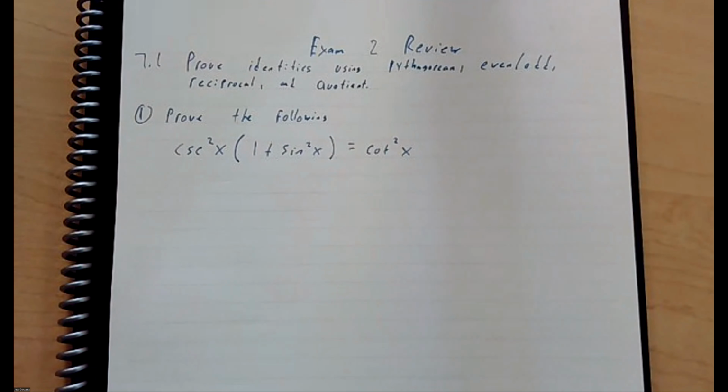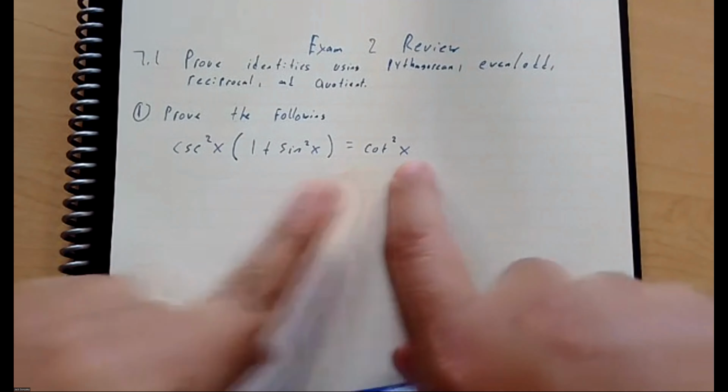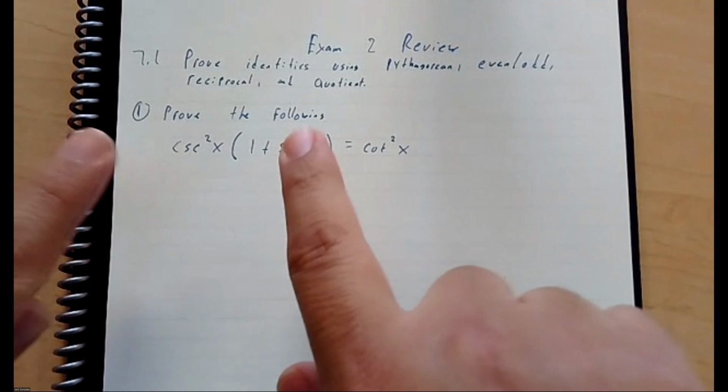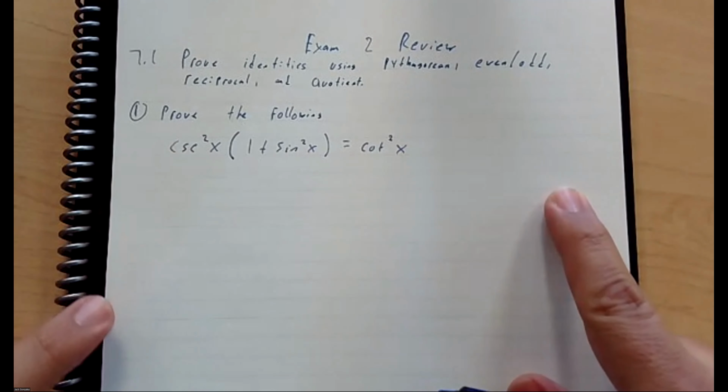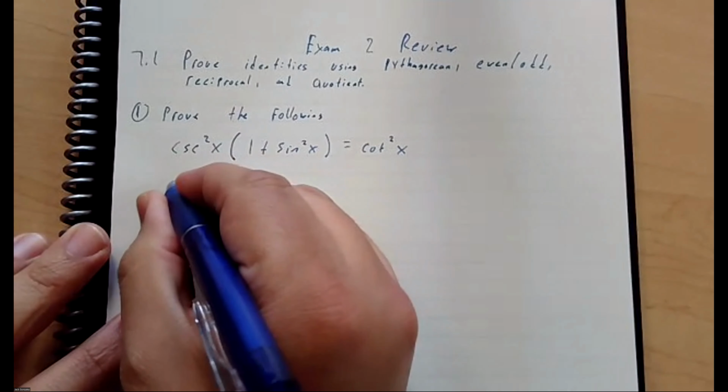So I'm going to choose the left-hand side because it looks more complicated and I see a bunch of squares, so maybe I can use some identities, right? Trying to turn something simple into something complicated is harder than going from complex to simple. So let's start right here.